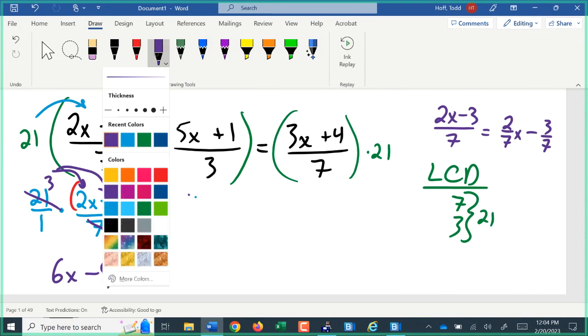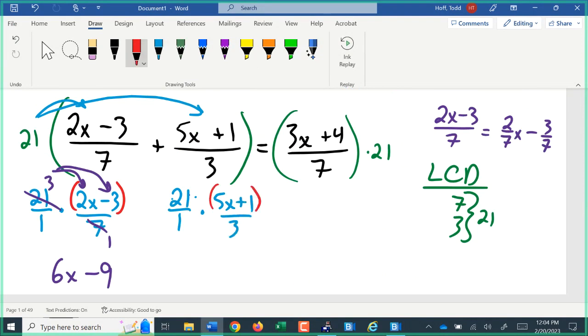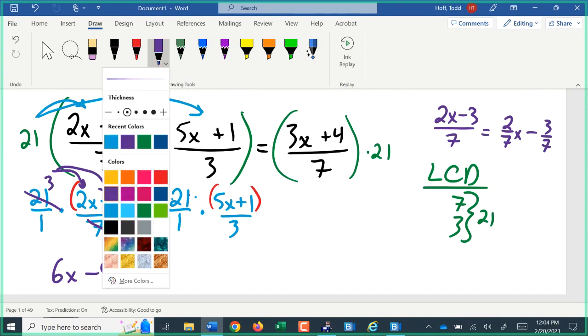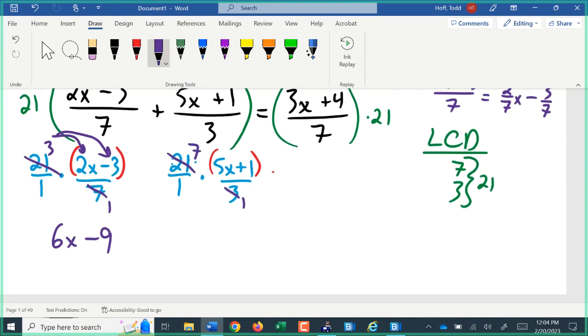Moving on then to the next part. 21 times the (5x plus 1) over 3. So this is 21 over 1 times (5x plus 1) over 3. Once again, I'll put parentheses around the 5x plus 1. And once again, I'll cross cancel. 21 and 3 both divide by 3. 1 and 7. So now I distribute the 7. 7 times 5x is a positive 35x. 7 times 1 is a positive 7.